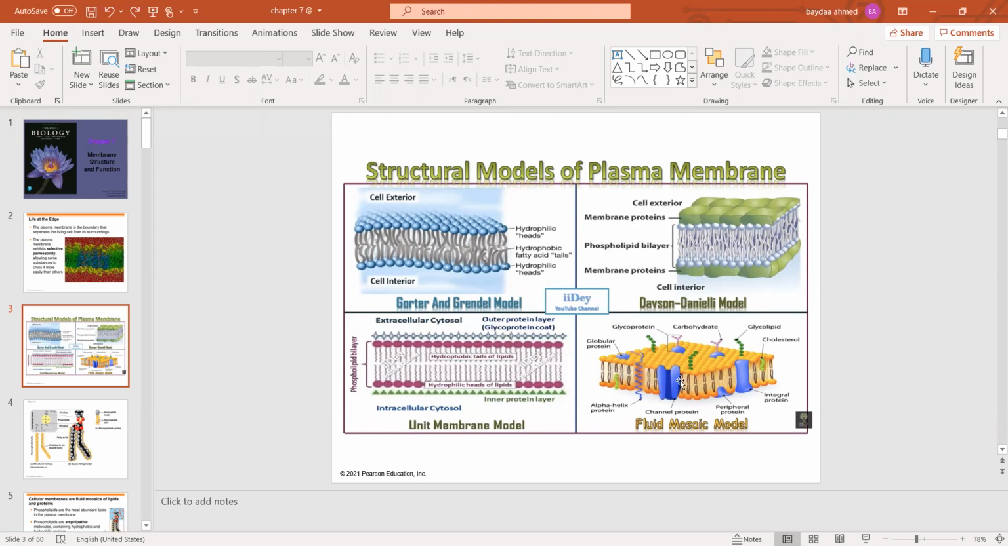Now we have the most universally accepted model, the fluid mosaic model. It was proposed by Singer and Nicolson in 1972. According to this model, lipids and intrinsic proteins are present in a mosaic arrangement, and biological membranes are semi-fluid, so that lipids as well as intrinsic proteins are able to move within the lipid bilayer.